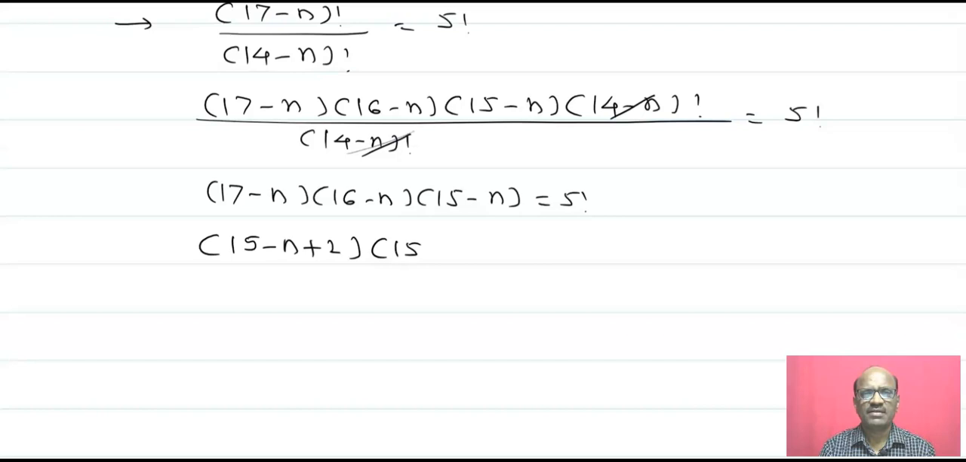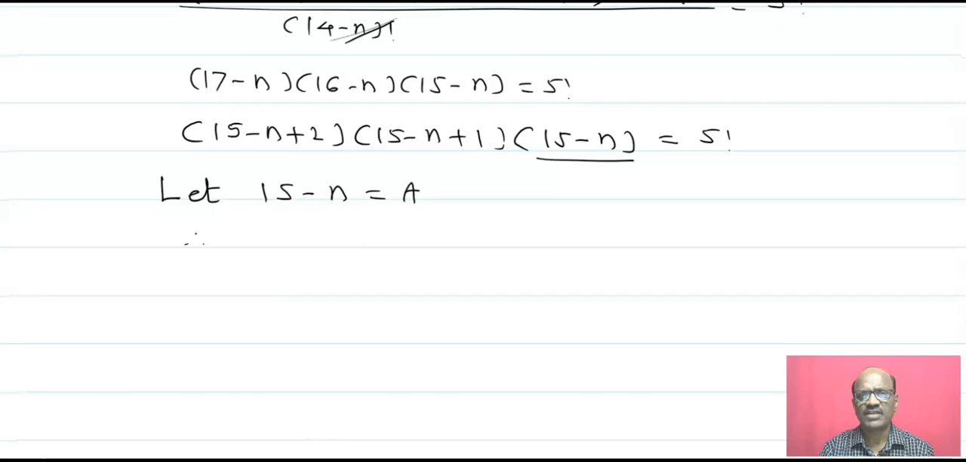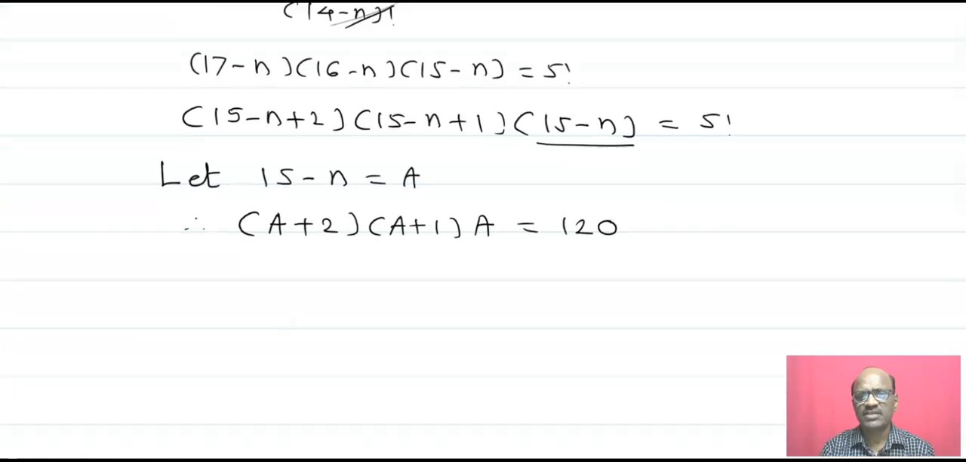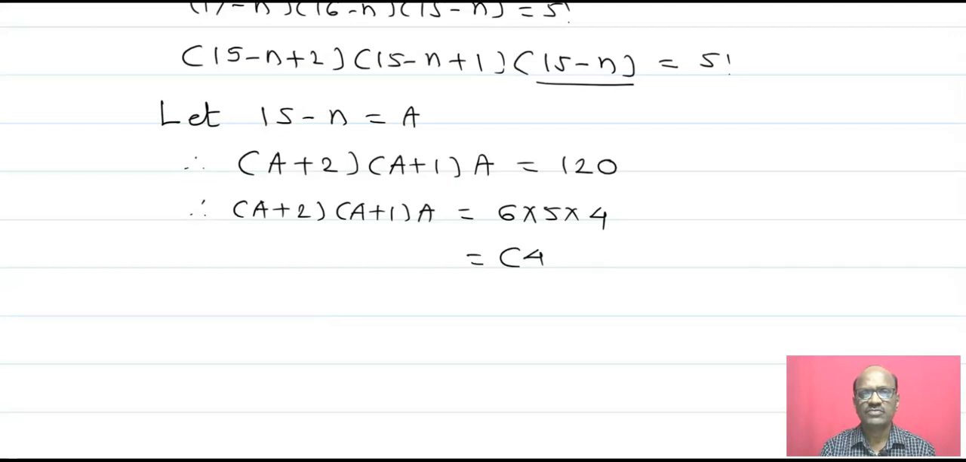Now (15 − n + 2)(15 − n + 1)(15 − n) = 5!. See how this term has been adjusted: 17 can be written as 15 + 2, and 16 can be written as 15 + 1. Then we consider 15 − n = a. Now (a + 2)(a + 1)(a) = 120. That is, 120 can be written as 6 × 5 × 4. Therefore, a = 4.